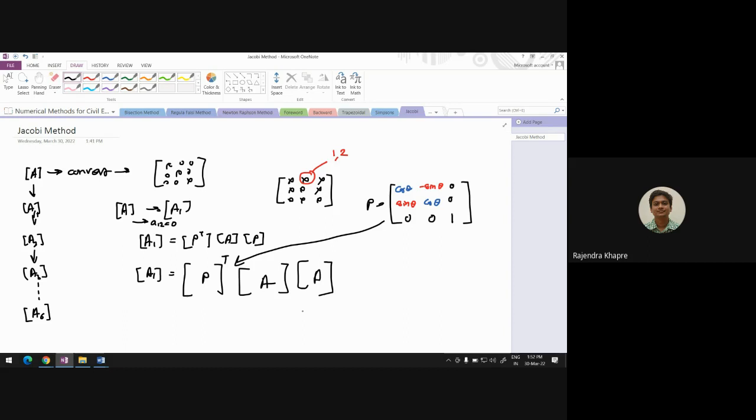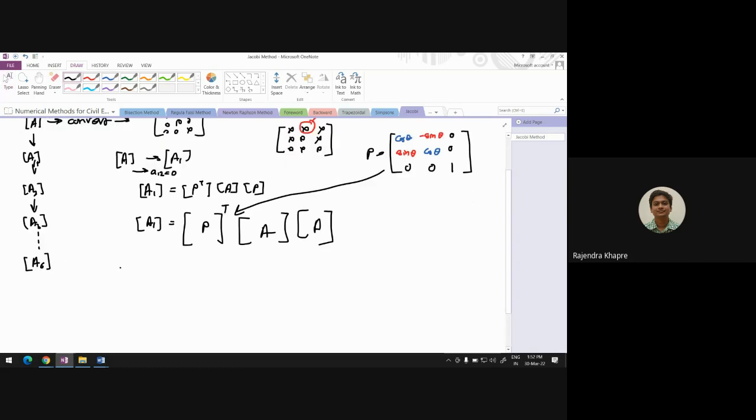Right, the A matrix value you already have. So when you multiply all these things, what are you getting? You are getting an A1 matrix, which is like this. Here you have some terms, here also you have some terms, here also you have a few terms. Now all the terms will be in terms of sin theta and cos theta with some constants. Agreed? Now what exactly are we doing? We are basically trying to make this equal to 0.